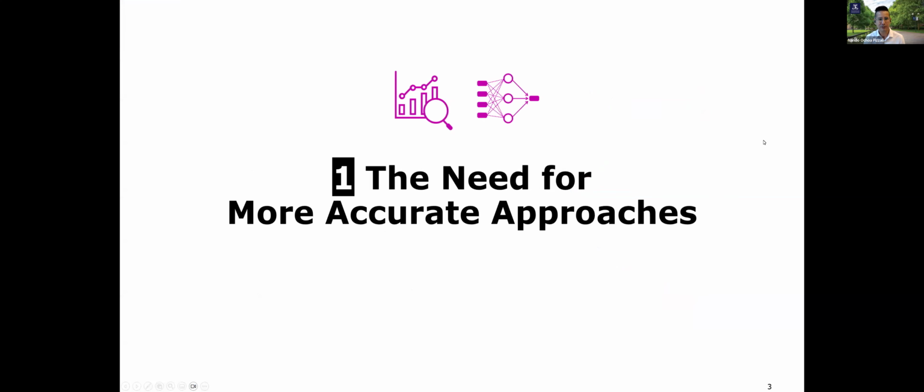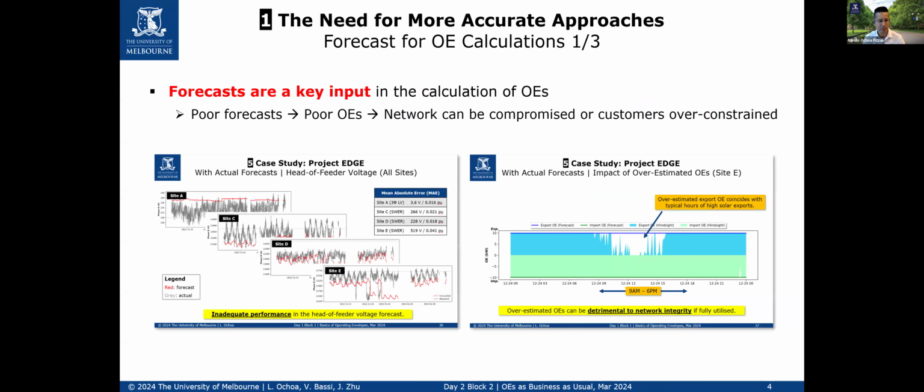All right, so let's move first to the need for more accurate approaches. What I mean by that really is to look at certain aspects that we were discussing that were, let's say, not necessarily quite up to scratch, right? These are two slides that I took from the presentation yesterday in block 1. These were the forecasts that we were discussing super briefly, that were used in Project Edge. And the forecasts were not necessarily that great, right? And of course, the moment that we have poor forecasts, the calculation of the operating envelopes is going to be poor, and the network could be compromised, or customers might be over-constrained. So that's not great, right? Of course.